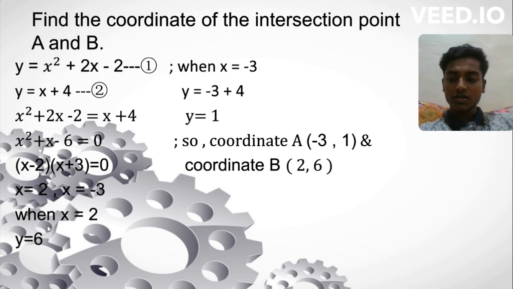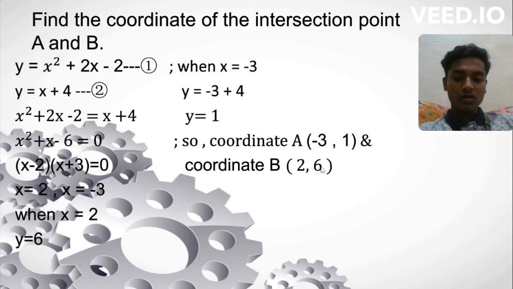So when we substitute x equals 2, we get y equals 6. And when x is equal to negative 3, we substitute it back in the second equation and we get y equals negative 3 plus 4, and y equals 1. So coordinate A should be negative 3 and 1, and coordinate B should be 2 and 6.